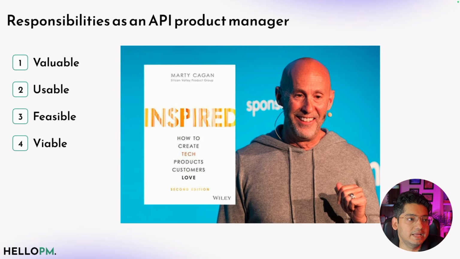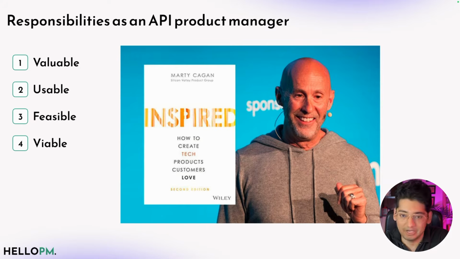Now we will go ahead and talk about an important thing, which is API product management. Understand that API product management could be different at different kinds of companies, but I'll take some inspiration from this really wonderful book written by Marty Cagan. In this book, he mentions that as a product manager, your responsibility is to take care of 4 risks.